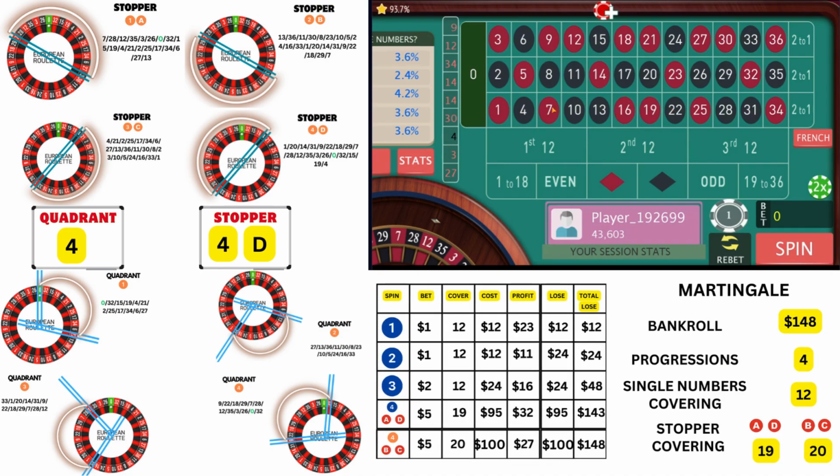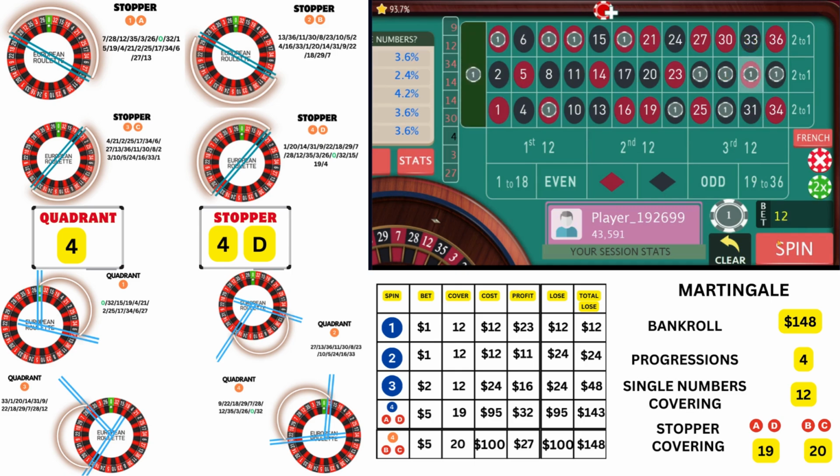The stoppers we have in this strategy both have different amounts of numbers in them. 1A and 4C have 19 numbers, and 2B and 3C have 20, as you can see in the progression table below. As we chose quadrant 4 earlier, we know that 4D is the progression that we go to know how much it will cost.